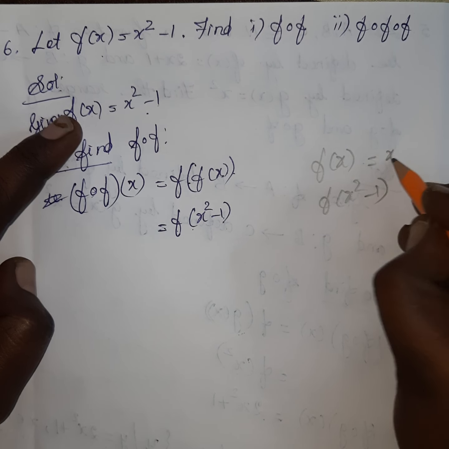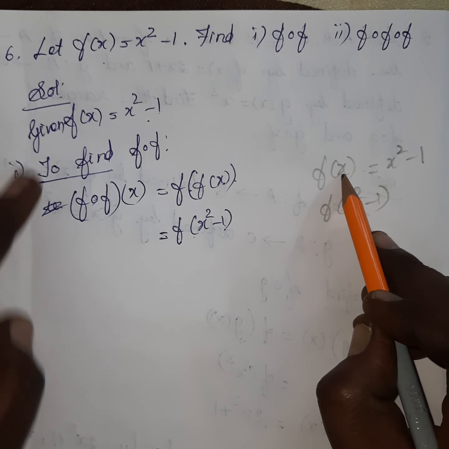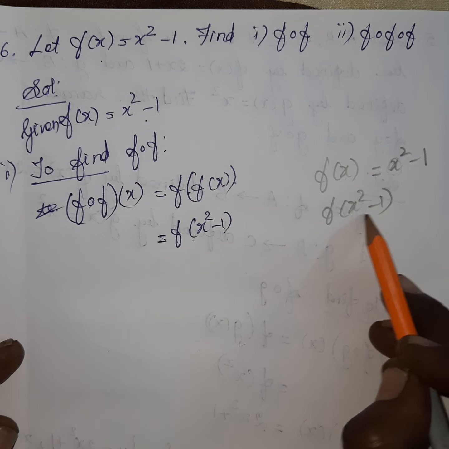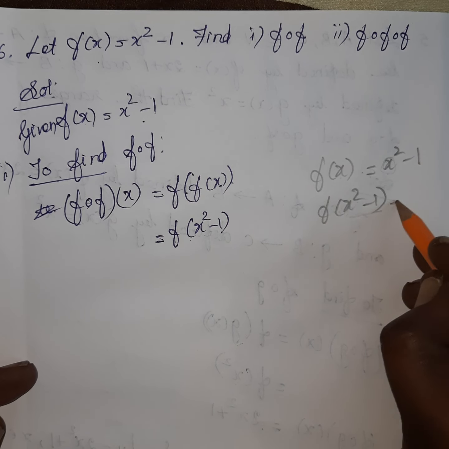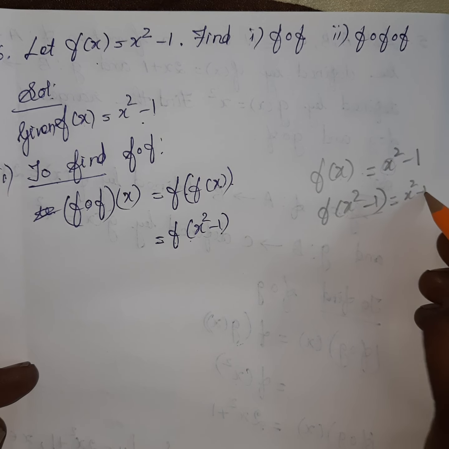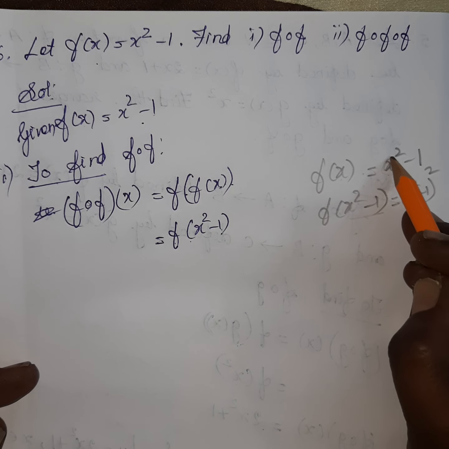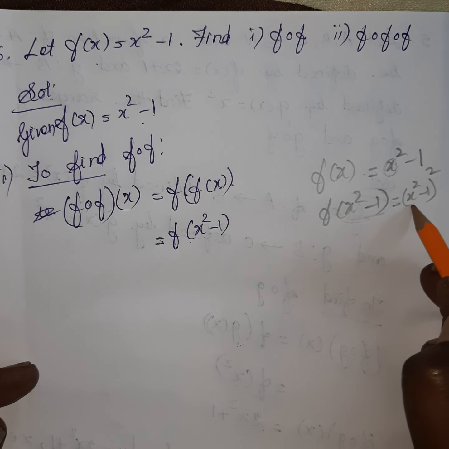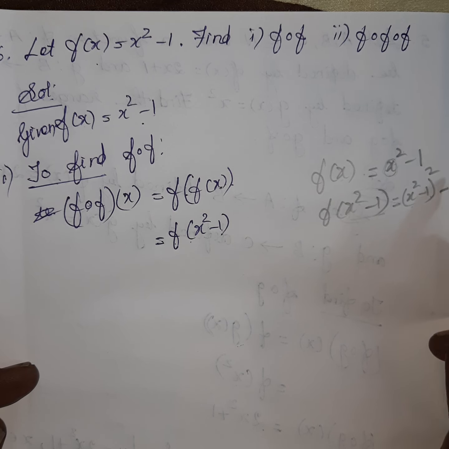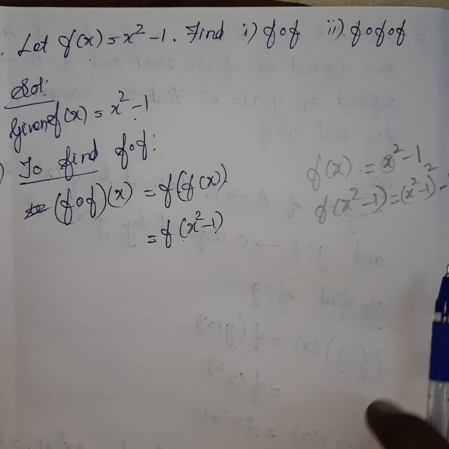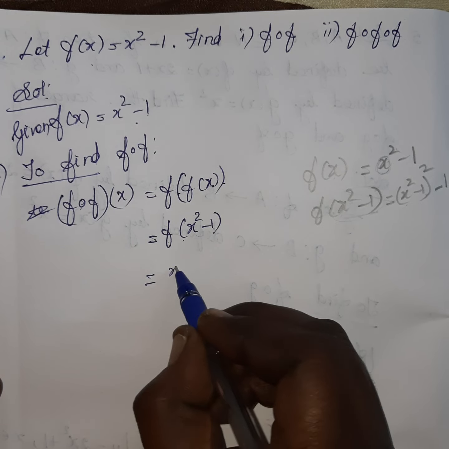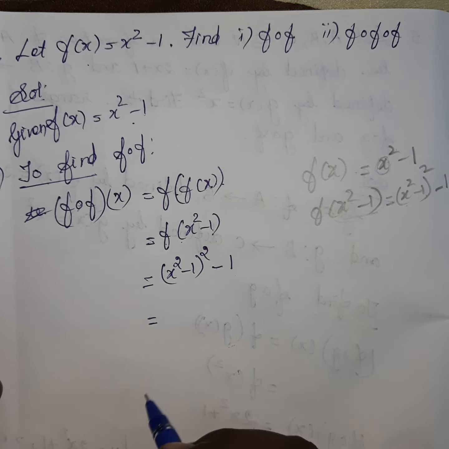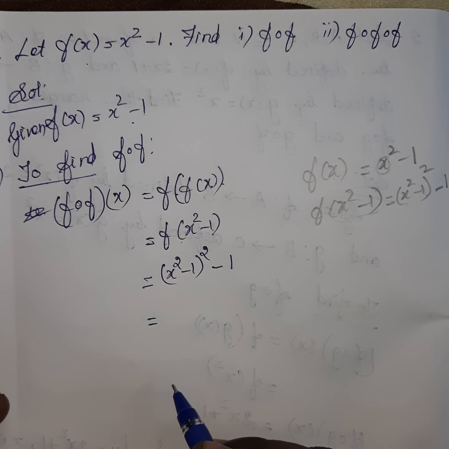Okay, f of x is equal to x square minus 1. In this place you have x, here you have x. So in this, instead of this x, you have to put this x square minus 1. So what will you get? X square minus 1 the whole square. Instead of this x, we replaced this value. So x square minus 1 the whole square minus 1. Are you clear? So we can write this, it is equal to x square minus 1 the whole square minus 1.